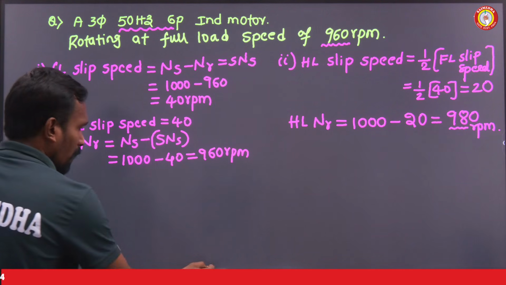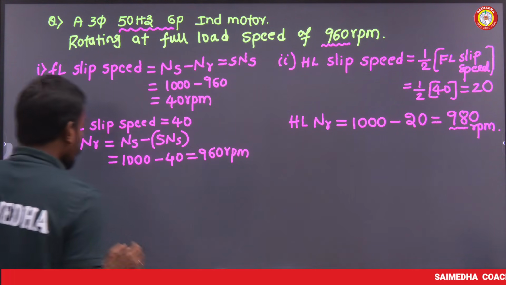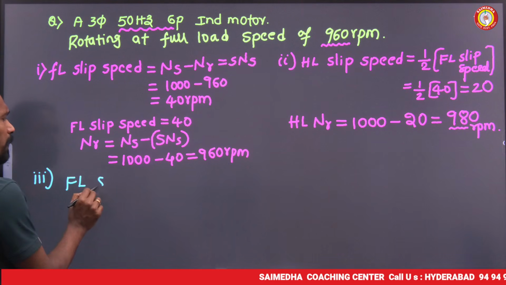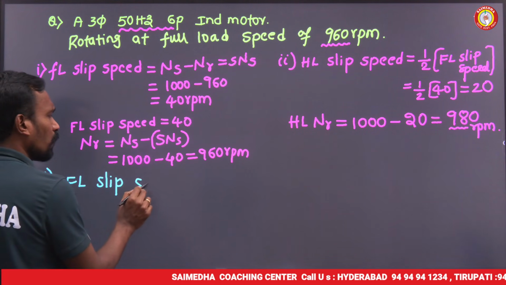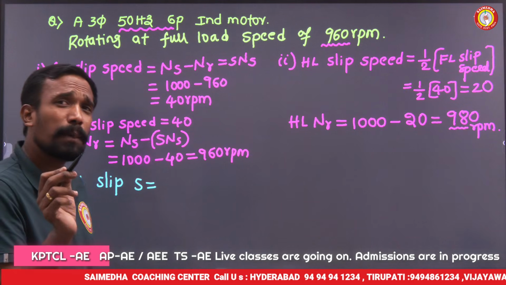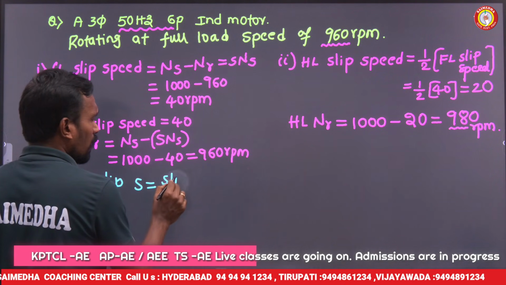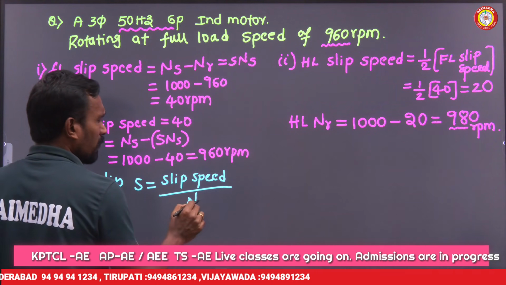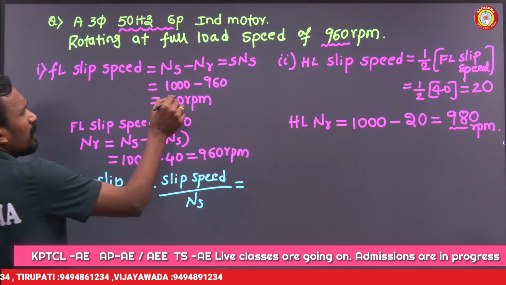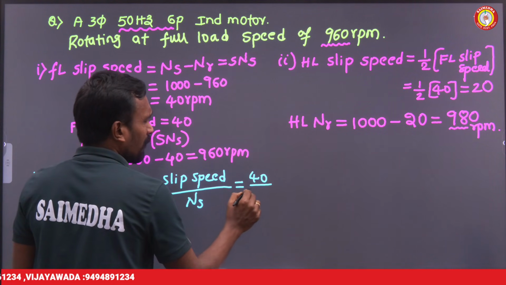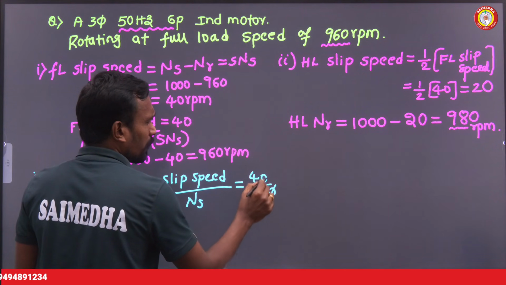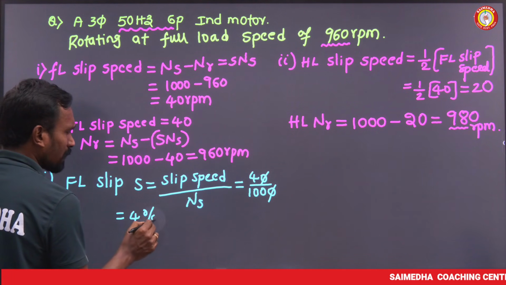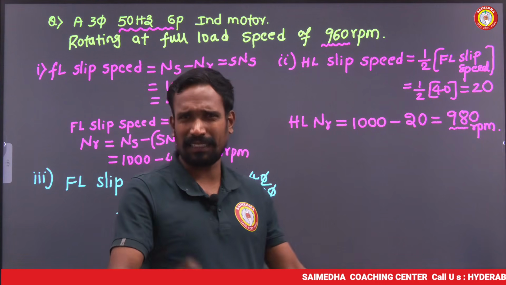Okay, now, are you ready? Can I ask you another question? What is the full load slip? Can you tell me? Full load slip S is equal to slip speed by synchronous speed. At full load, the slip speed is 40, so 40 out of 1000, nothing but 4 out of 100. 4 out of 100 is nothing but 4%, so the full load slip is 4%.